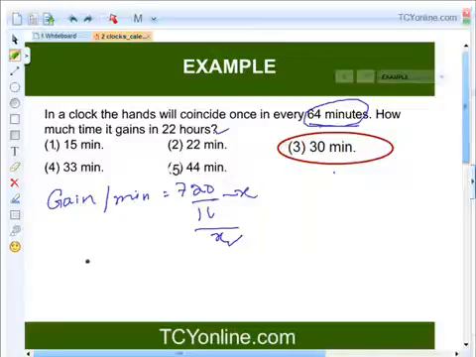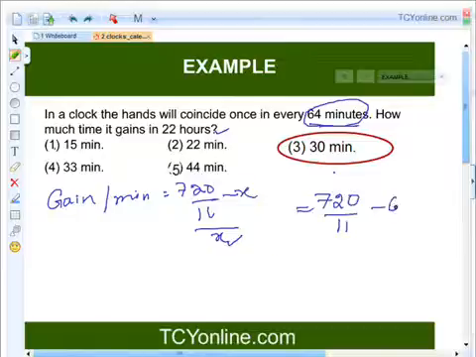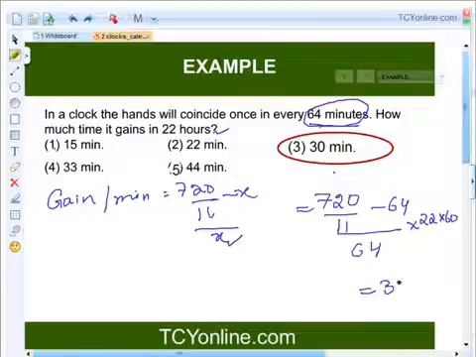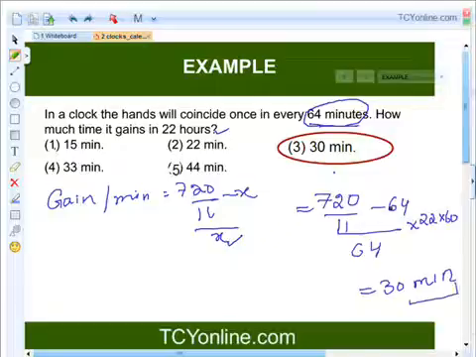So the gain in 22 hours will be equal to (720/11 minus 64) over 64, times 22 times 60. So this turns out to be 30 on solving it. So our answer will be 30 minutes.